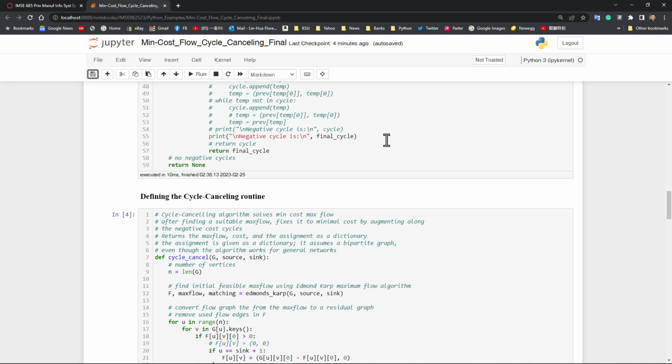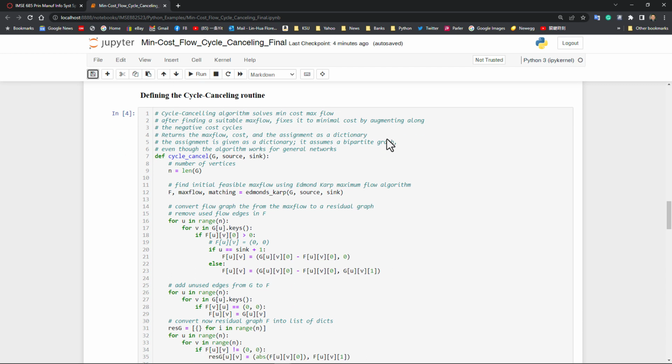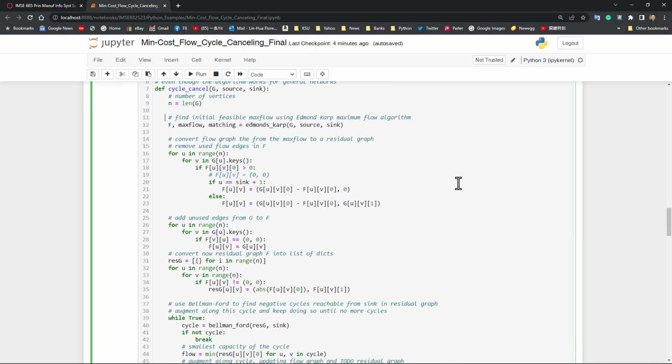Finally is our main routine, called the cycle canceling routine. We first use the Edmonds-Karp algorithm for the graph we define, to find the maximum flow, which is the initial feasible basic solution, not necessarily optimal. The second step is forming a so-called residual network.